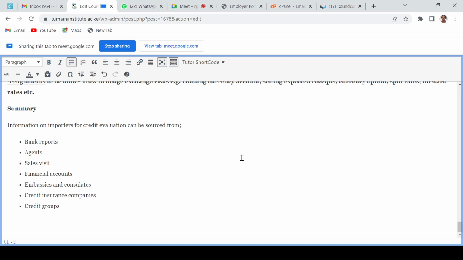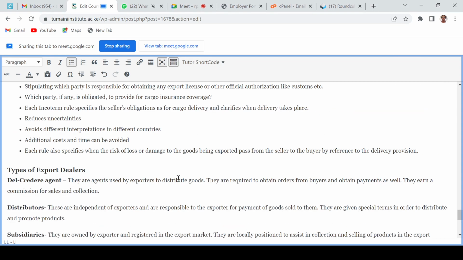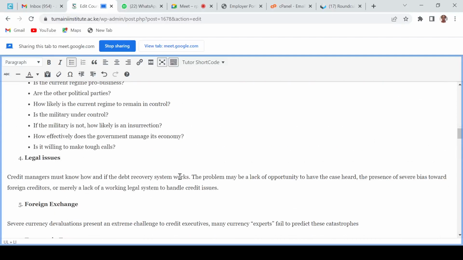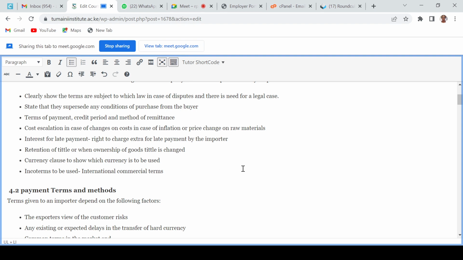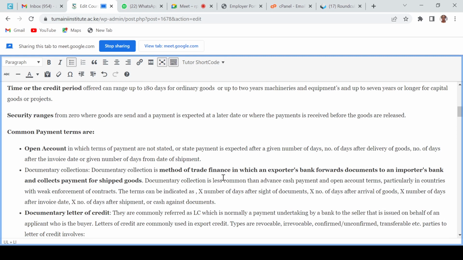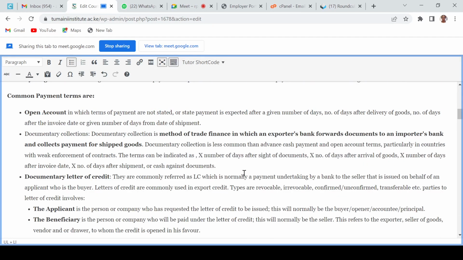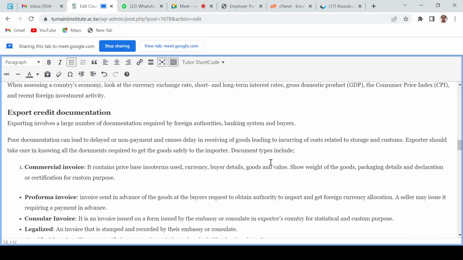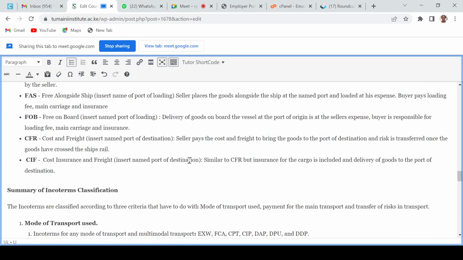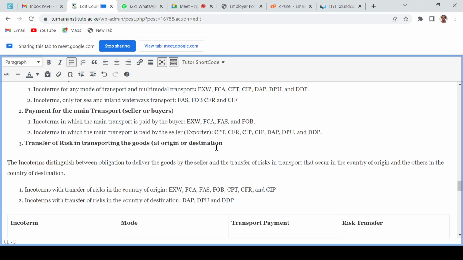So with that, if you are asked about export credit, I'm sure this one will be a walkover. Key points we need to know: remember what you started with, terms and conditions of sale, what to have in your terms and conditions of sale, or what we call SLA. Payment terms and methods that are commonly used: we talked about open account, documentary collections, documentary letter of credit. We talked about challenges and risks associated with export credit, and now we've also talked about export credit documentation. And finally, we've talked about Incoterms. If you have that knowledge, it is good for your work in future, and it will also be good as you answer your examination.